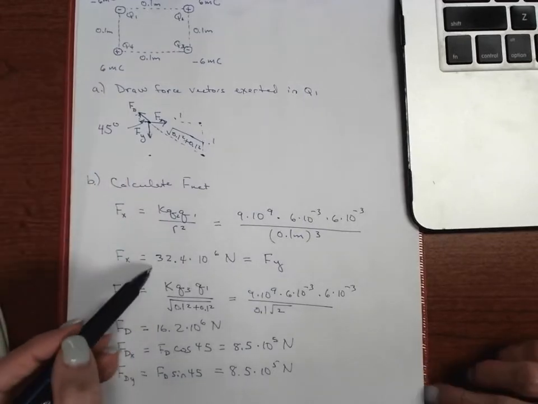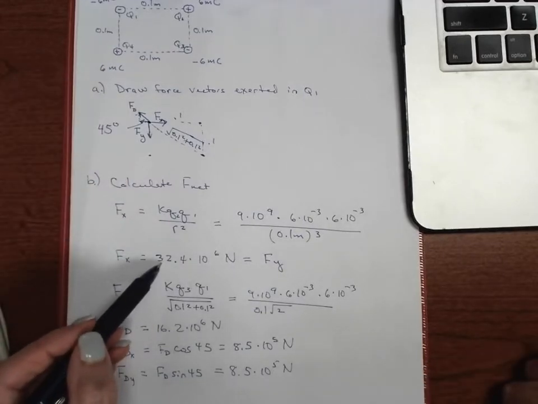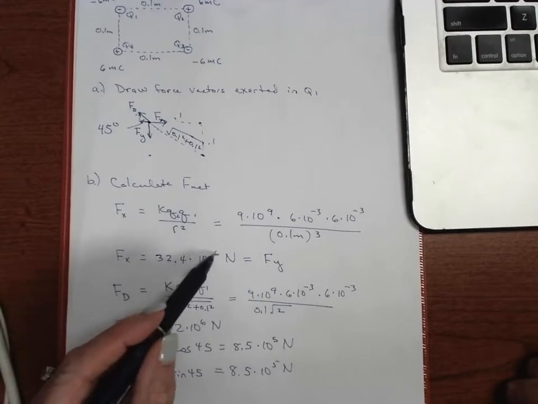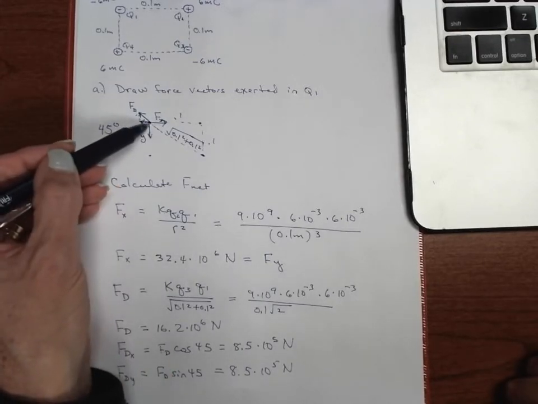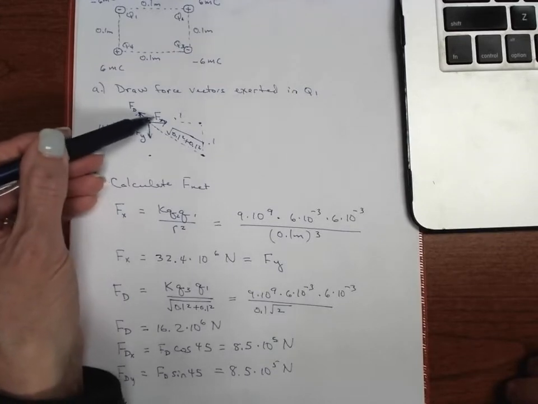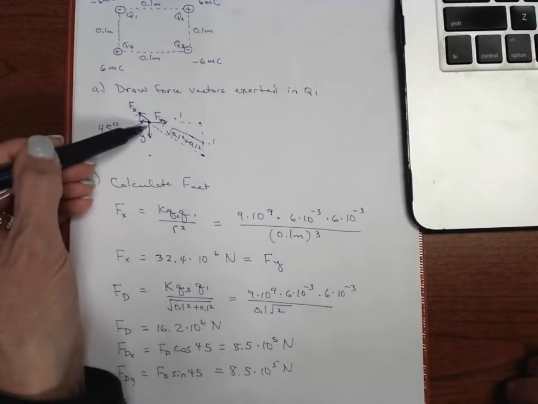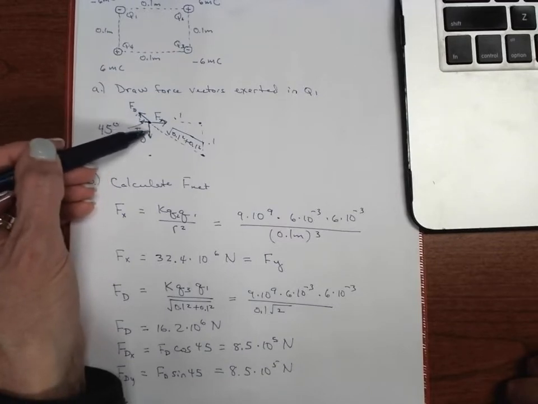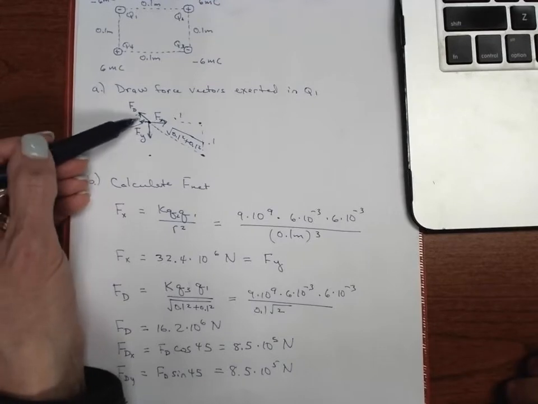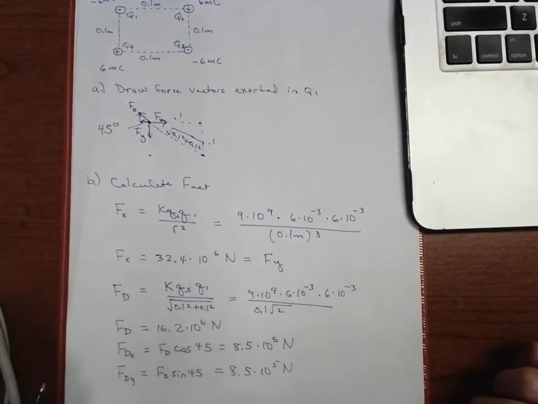If I look back at my Fx and Fy, this arrow is 32.4 times 10 to the 6th, and this arrow is only 8.5 times 10 to the 5th, so I know my net is going to be to the right, and the same thing for down. It's going to be down. So I'm just going to have a shorter arrow going this way and a shorter arrow going this way. So I'm subtracting this x component from this x component, and I'm subtracting this y component from this y component.